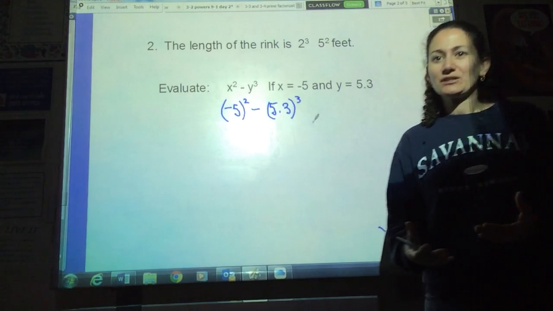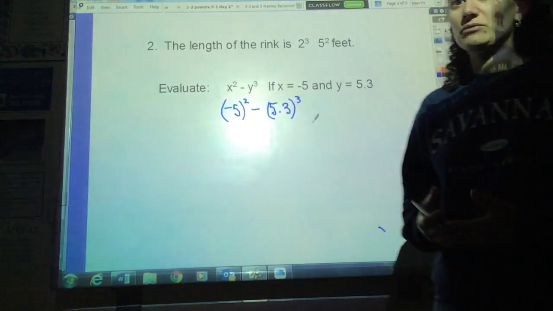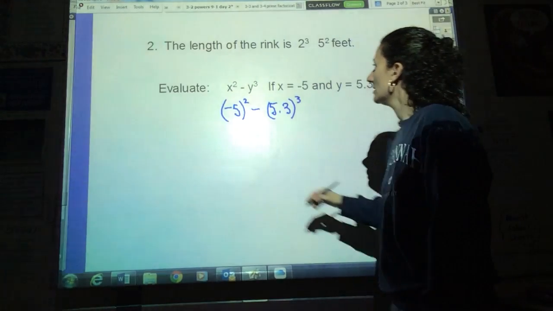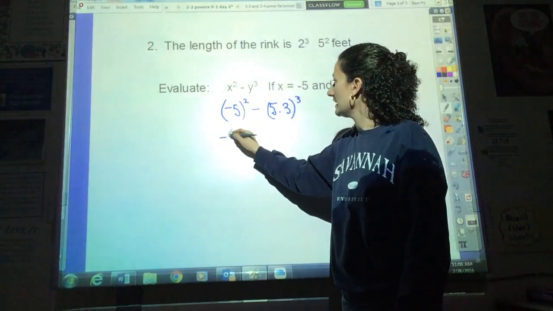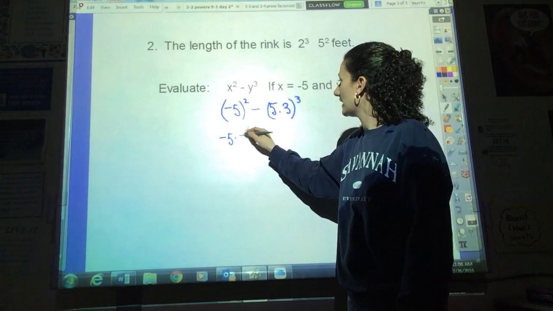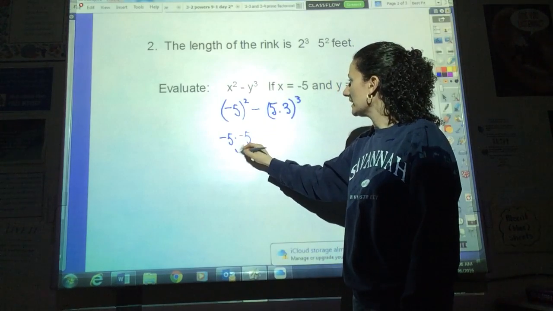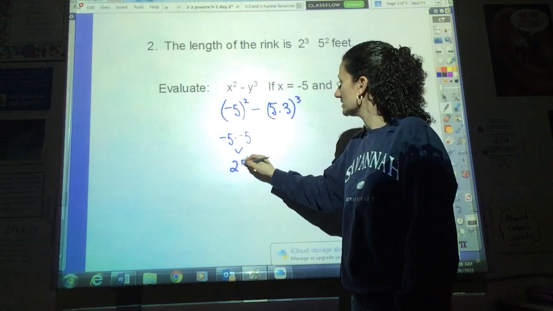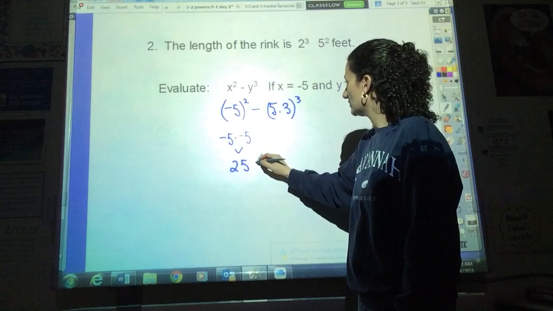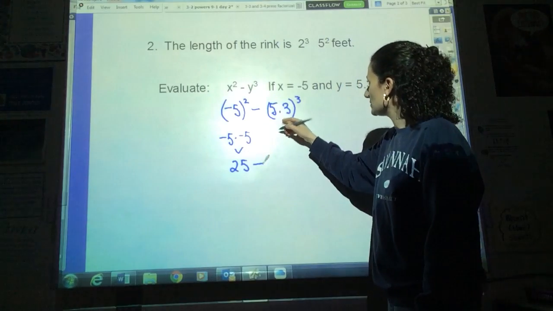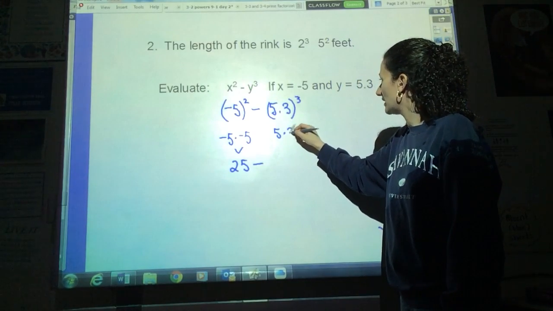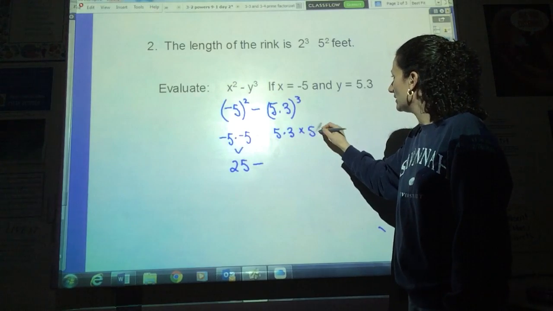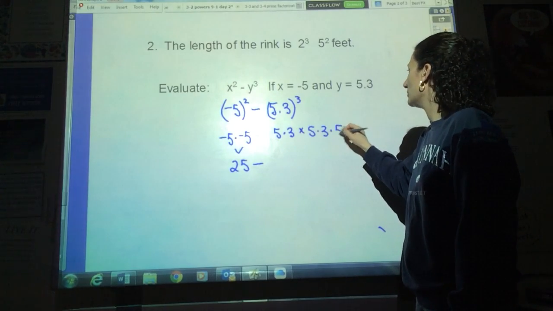I wouldn't say this one is hard, just very detailed. You got to be real careful about your work here. So here I have negative 5 times negative 5. And a negative times a negative is a positive. So this would give me positive 25. I'm just going to bring down the minus sign here. And this means 5.3 times 5.3 times 5.3.